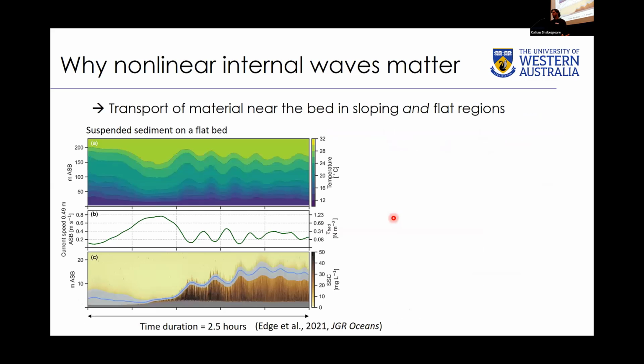Another reason is transport of material near the bed in both sloping and flat regions. So like I said, you don't need sloping topography to get these nonlinear internal waves occurring. So these are observations from a PhD student, Will Edge. And so we're showing a 2.5 hour time series of water temperature in 250 meters of water. So this is a mode 1 nonlinear internal wave signature. This is about half an hour this time here. You get this burst in bottom velocity.